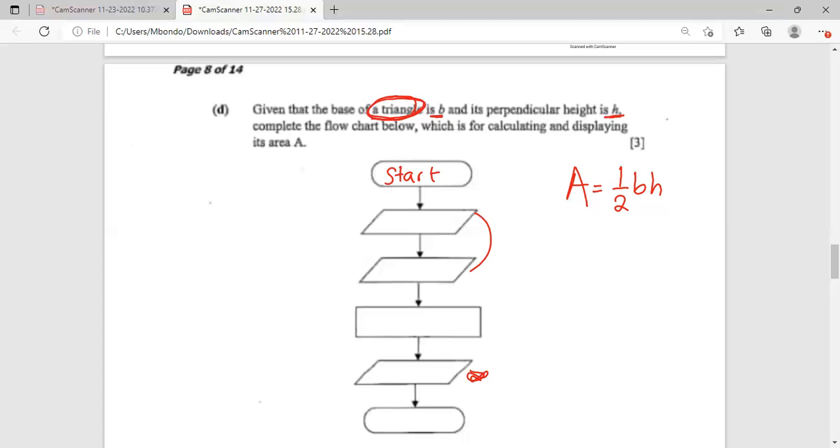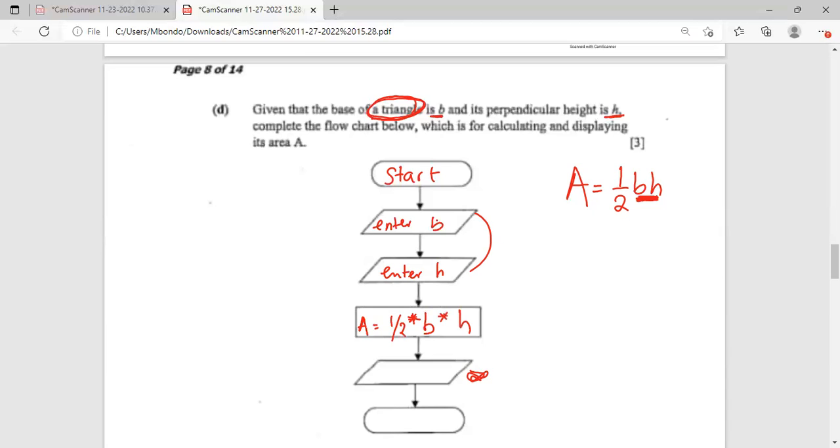So we'll split this one. We are going to put them one by one. We'll say enter B, and then the second one will also say enter H. If we only had one parallelogram here, we were going to enter them in one box. But in this case, we have two parallelograms, so that's why we're going to do this. And then at this point, we're going to say area is equals to 1 over 2. Look, this is the symbol that we use for multiplication. B, again, the multiplication symbol, and H.